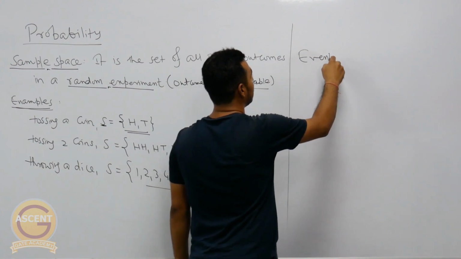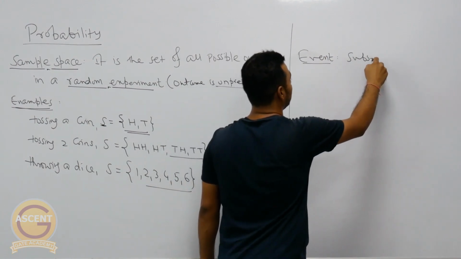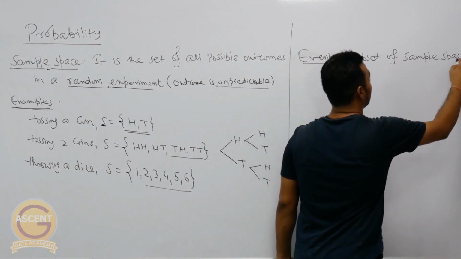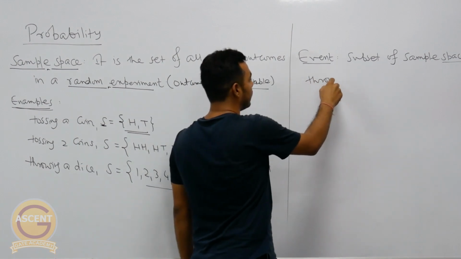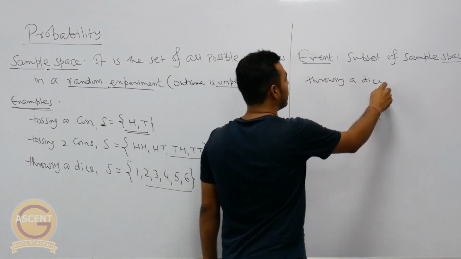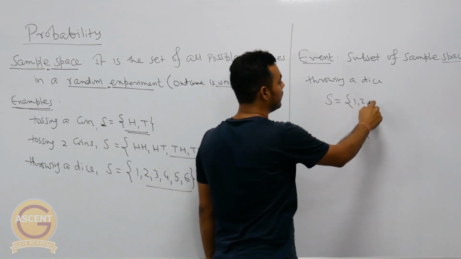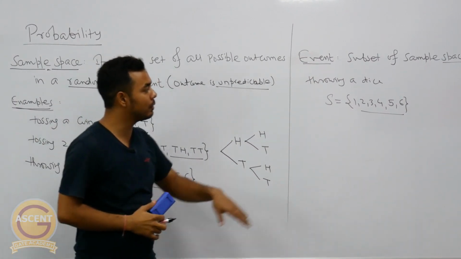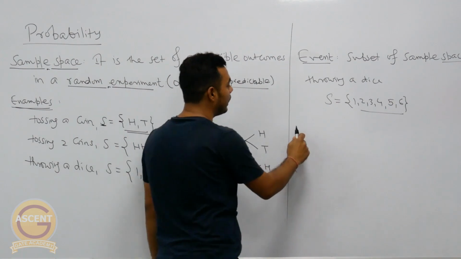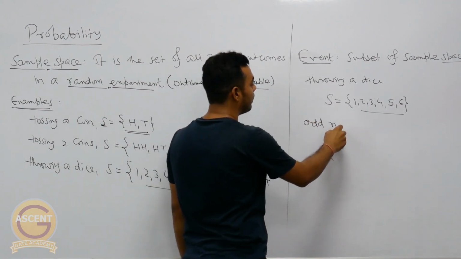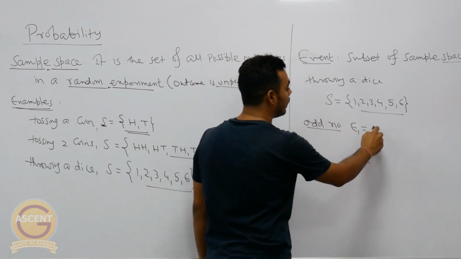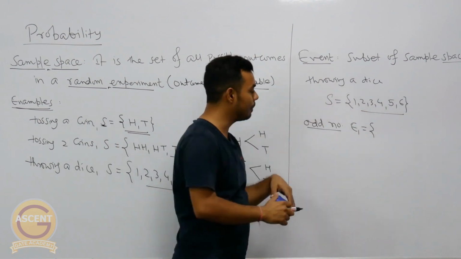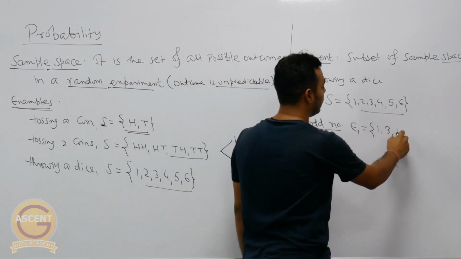Now the next term related to probability is event. An event is nothing but a subset of the sample space. For example, if we are throwing a dice, we have seen that the sample space will be the set of these 6 numbers 1, 2, 3, 4, 5, 6. Now any subset of this set will be an event. So we can define an event, say the outcome is an odd number, and call this event E1. The outcome will be an odd number if I get the numbers 1, 3 or 5. So this means event E1 will be the set {1, 3, 5}.